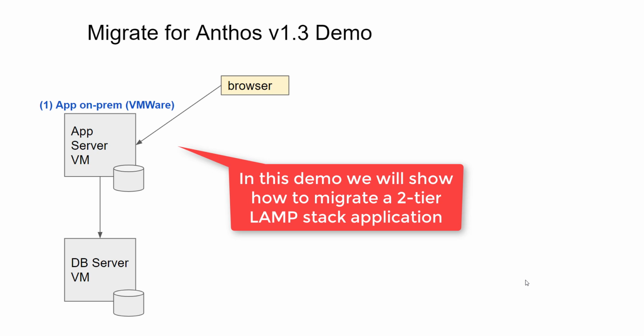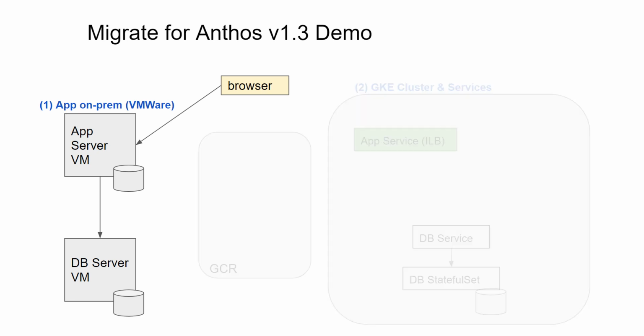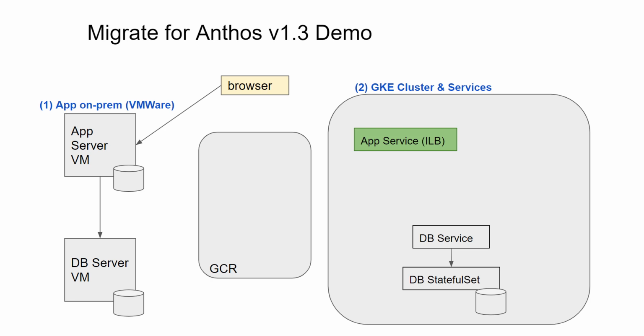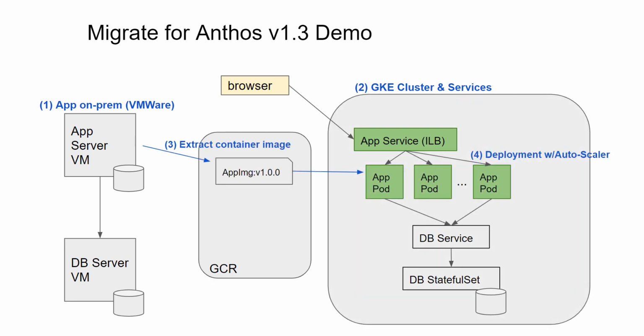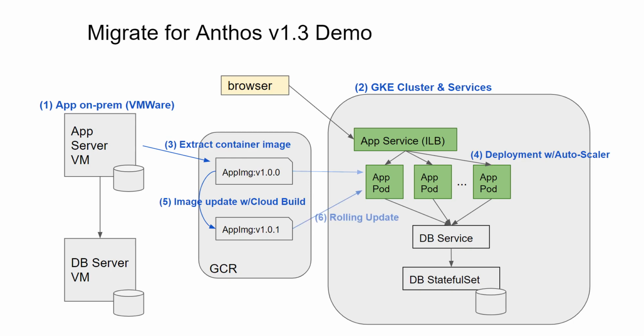So, just a little bit of an orientation. The demo covers an application server and a database server running on VMware on-prem. We're going to migrate them to a GKE cluster where the relevant services like load balancer and the database application were moved as well. We'll extract the image, apply it to the cluster, and then we'll go through an image update using Cloud Build and apply that update using rolling upgrade to the cluster.